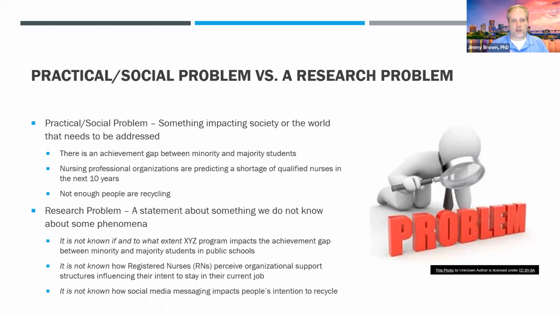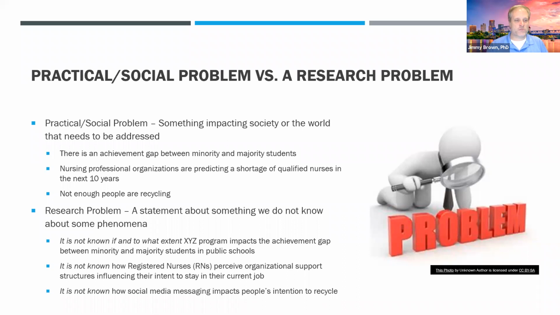Another example, which those of you who work in healthcare will know, is nursing. There's been all this talk going on for a while about the coming nursing shortage. So a practical problem is that professional nursing organizations are saying that there's going to be a shortage of qualified nurses in the next 10 years. Well, that's not a research problem though. The research problem, as we would see, would be something like: it is not known how registered nurses perceive, let's say, organizational support structures influencing their intent to stay. And that's, again, two very, very different things.